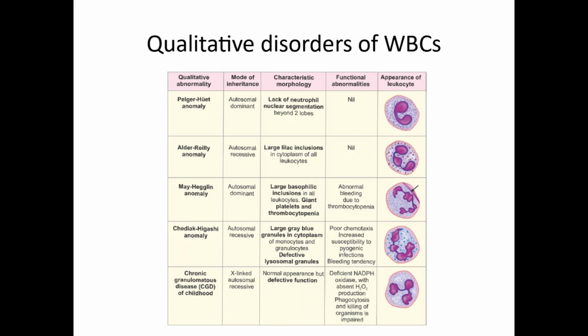Fourth one is the Chediak-Higashi disease, in which there will be gray-blue granules in the cytoplasm of WBCs and defective lysosome component. Because of the defective lysosomes, the functionality of neutrophils and macrophages are affected. They will not be able to phagocytose offending agents such as bacteria or any other foreign agent. The last disease is chronic granulomatous disease, the presentation of which happens from childhood. Here the appearance of neutrophils is normal. However, again, phagocytosis and killing of organisms is impaired, and because of that impairment, the patient will have multiple granulomas.